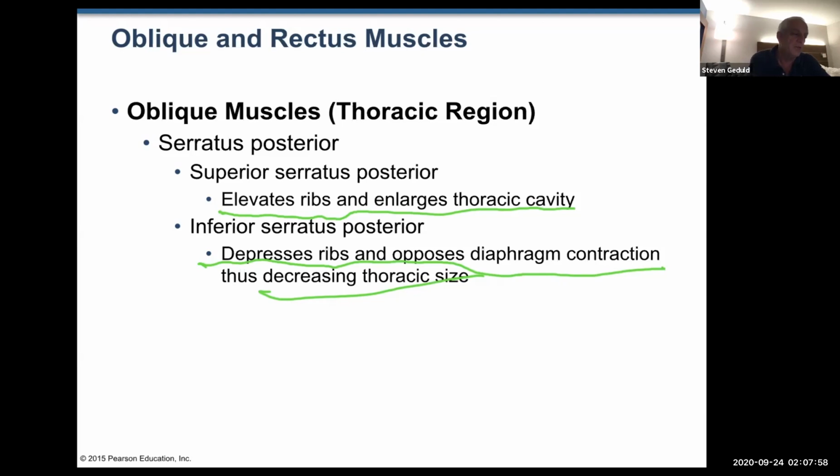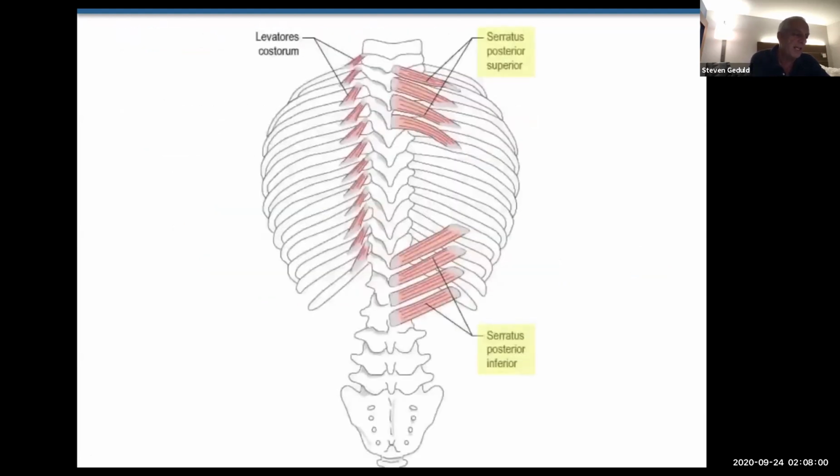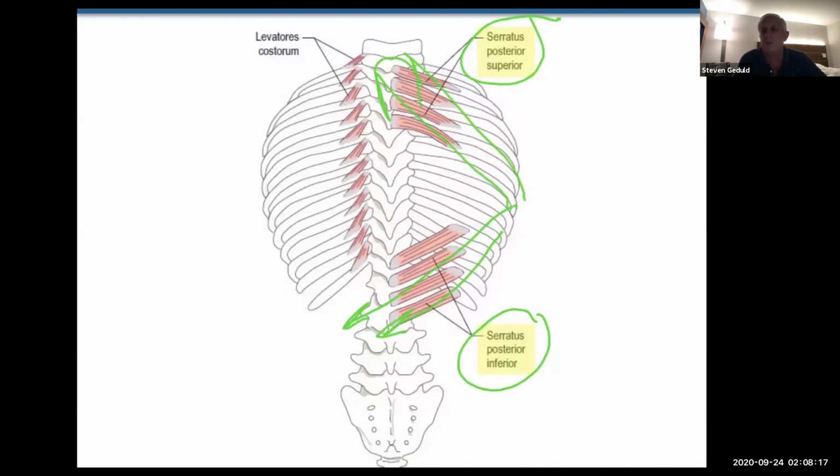Okay, so here's your serratus posterior inferiors, and you can see when they contract, they're going to pull this direction. They're going to pull the ribs down and decrease the thoracic size. These are the serratus posterior superior muscles. You can see when they contract, they're going to pull the ribs up, okay? Increasing the thoracic size and assisting the diaphragm. So the serratus posterior superiors aid the diaphragm. The serratus posterior inferiors go against it, the exact opposite of the diaphragm.